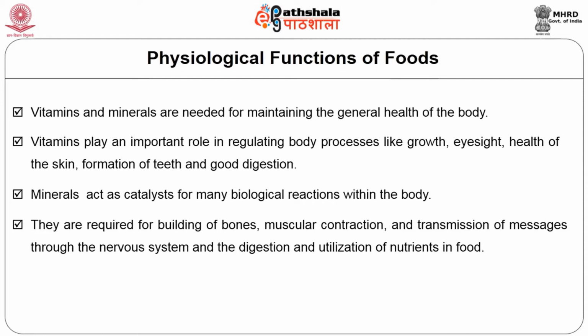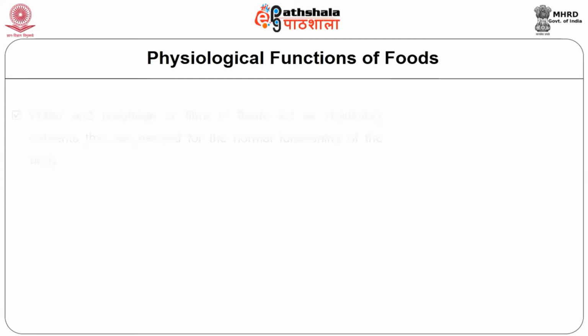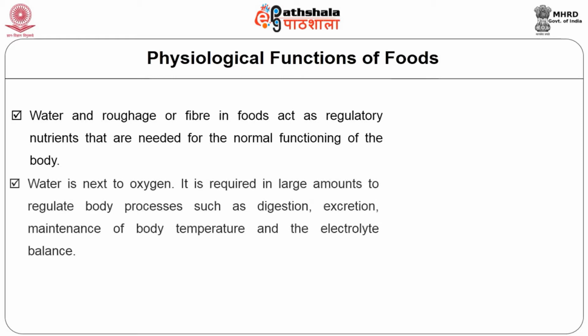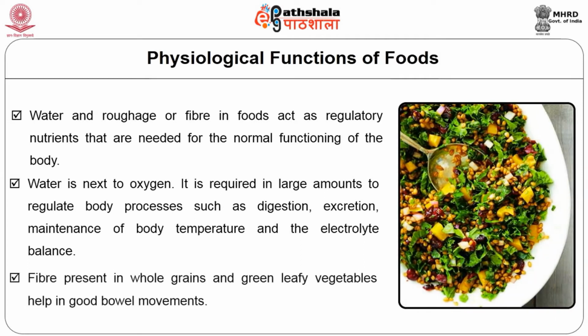Can you tell me what are the regulatory nutrients? Water, roughage or fiber in foods act as regulatory nutrients that are needed for the normal functioning of the body. In importance and need, water is next to oxygen. It is required in large amounts to regulate body processes such as digestion, excretion, maintenance of body temperature and the electrolyte balance. Fiber present in whole grains and green leafy vegetables help in good bowel movements.